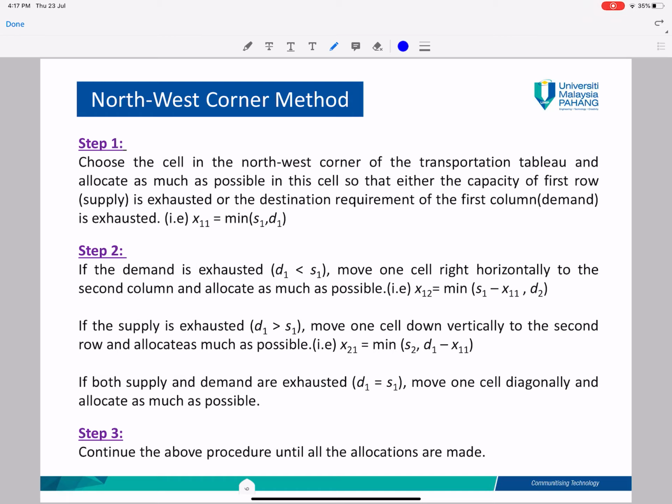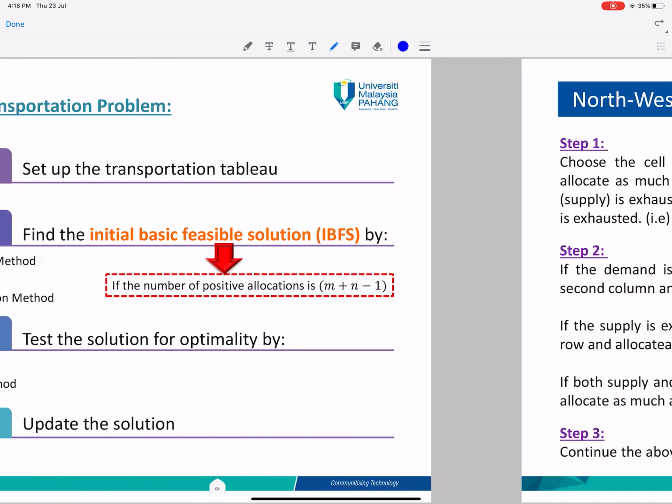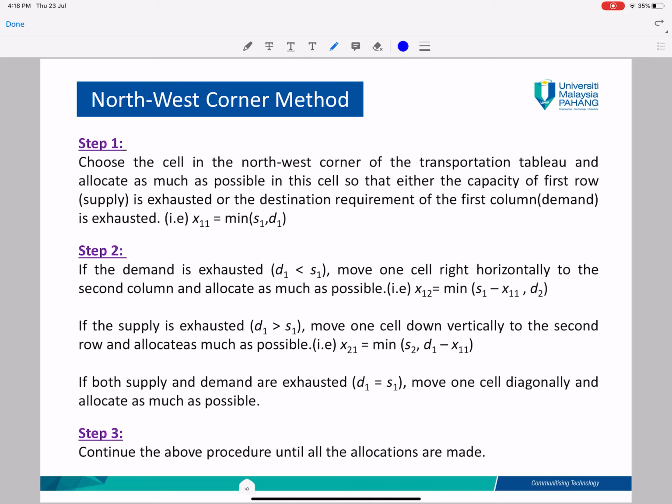In this lecture video, we want to look at the northwest corner method. Recall that from the previous lecture video, the northwest corner method is one of the methods that we can use in order to find the initial basic feasible solution. There are two other methods that will be discussed in this course, but in this video, we particularly want to focus on the northwest corner method. Basically, there are 3 steps that you have to perform in order to use the northwest corner method. I will demonstrate these 3 steps through 2 examples.